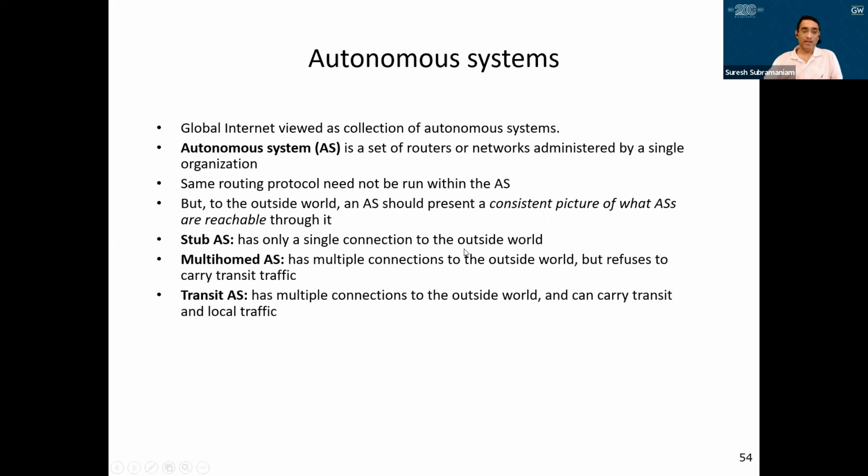Okay, so the global internet, the internet that we all are familiar with, can be viewed as a collection of autonomous systems. So what is an autonomous system? Autonomous means, as you know, it's independent, right? Something that is an independent entity is called autonomous. So an autonomous system is a set of routers or networks that are administered by a single organization. For example, CEG has a network. That's an autonomous system. So the administrators of the CEG network are responsible for how packets are going to be routed inside the network and so on.